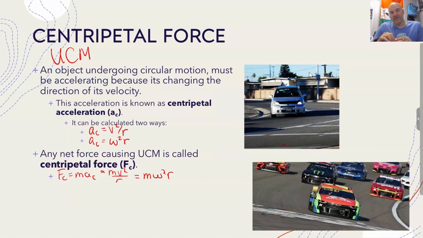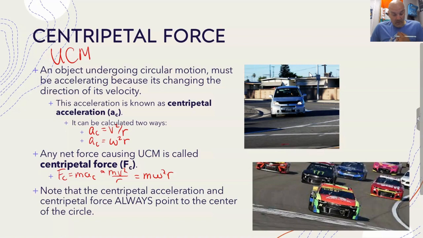The centripetal acceleration and the radius have an inverse relationship. So if I decrease the radius, my centripetal acceleration will go up. If I increase my radius, my centripetal acceleration will go down. But a c and v are directly proportional to each other, which means if I increase my v, my acceleration will go up. And you see the force is affected the same way. If I decrease my r, my force will go up. If I'm doing m v squared over r, and my speed goes up, then my force goes up.